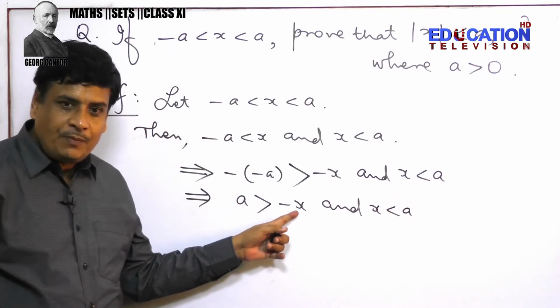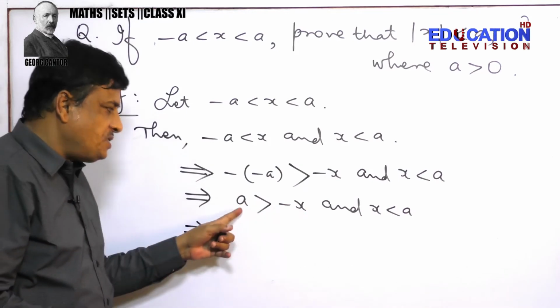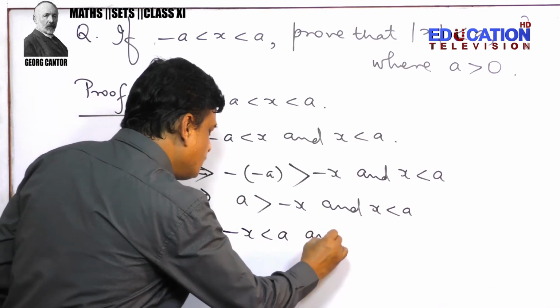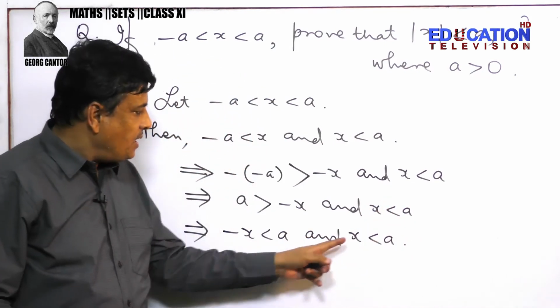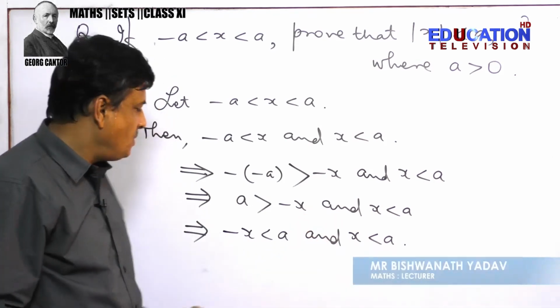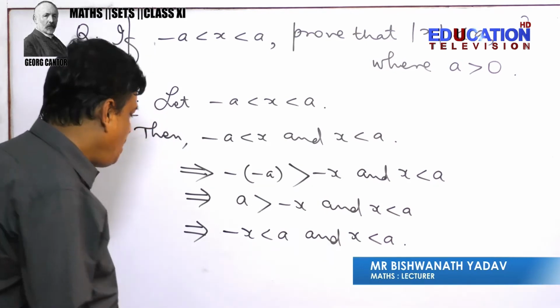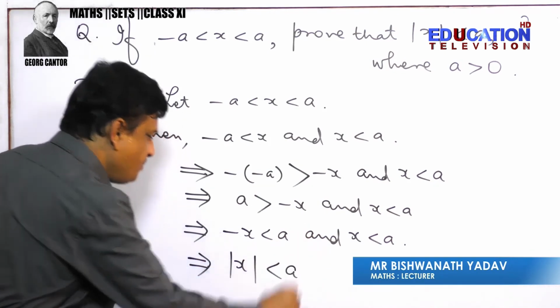A is greater than minus x is the same as minus x is less than a. Minus x is less than a and also x is less than a. Both x and minus x are less than a. It means modulus of x is less than a.